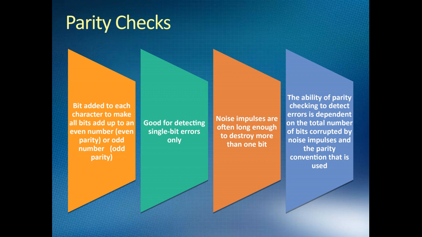When you are sending, a bit is added to each character to make all bits add up to an even number. We call this even parity. Or an odd number, odd parity. But this is a very premature way of sensing errors. Why? Because if I lost 4 bits or 2 bits, it's the same, even. If I lost 2 bits or 10 bits, still even. The computer will not know whether you lost 2 bits or 10 bits.